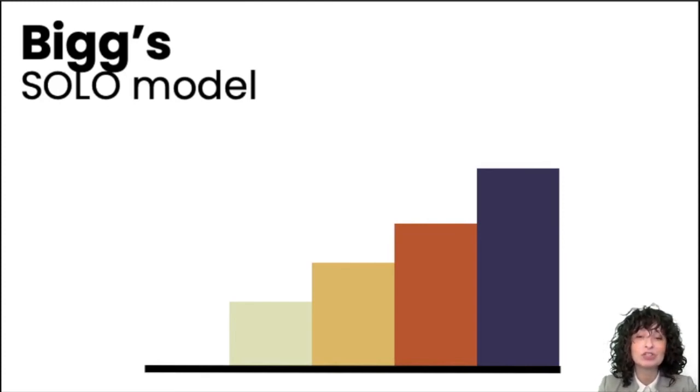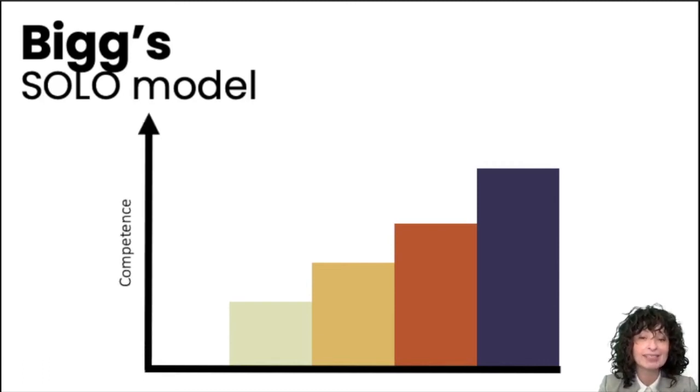SOLO stands for the structure of observed learning outcomes and describes stages of increasing complexity in students' understanding of a subject. One thing I really love about the Biggs SOLO model is that the visual representation is a graph, and I love data. Along the y-axis is competence, increasing as you move up the axis. Along the x-axis are the different stages, each one corresponding to an increase in a student's competence on the subject. In the pre-structural stage, students have missed the point completely. This stage is associated with 0 competence on a topic or skill.